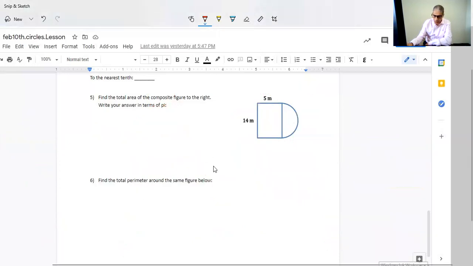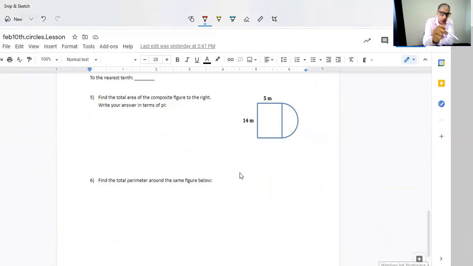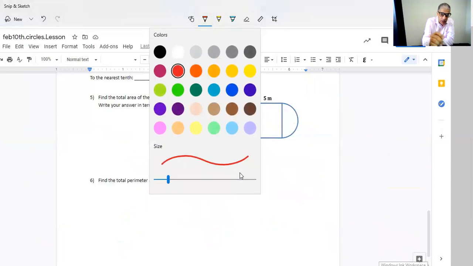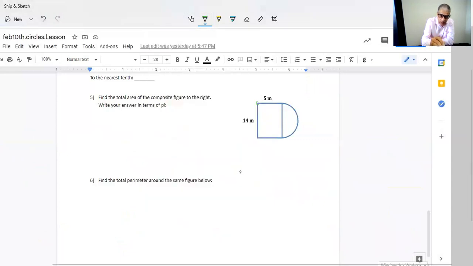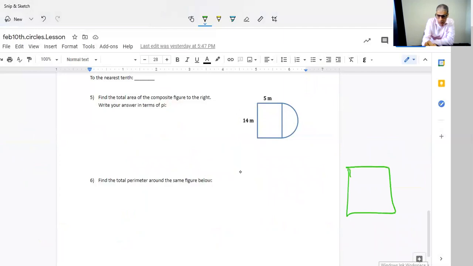The second part, they want the perimeter around the figure, okay? So they want the distance going around. We're gonna use the same thing. We're gonna go around the whole shape. What's the distance, okay? So you have to be careful here because if it was just a rectangle, the perimeter is you add all 4 sides, okay?